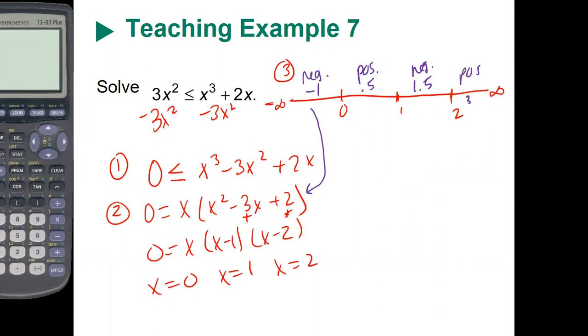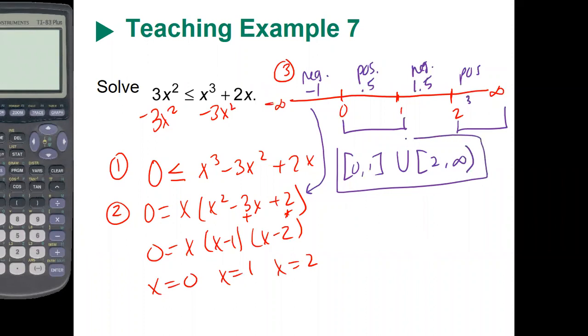So we're looking for when this is greater than 0. So when is the function greater than 0? It's greater than 0 from 0 to 1, right? It's greater than 0 from 2 to infinity. So my answers would be from 0 to 1 and 2 to infinity. And that's how the inequalities work.